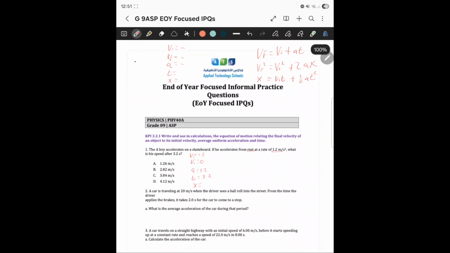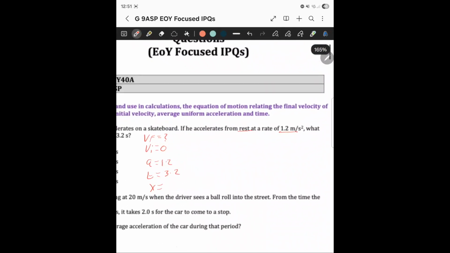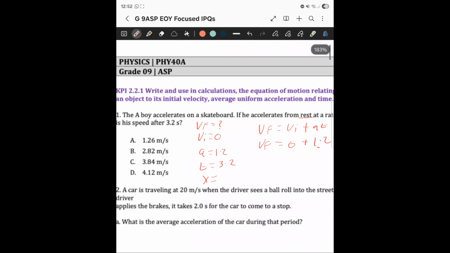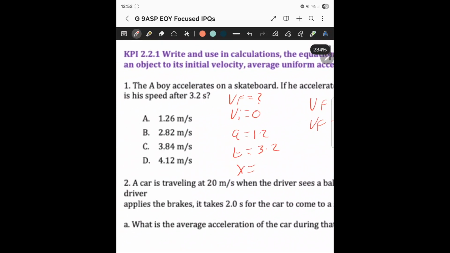So looking at the 3 equations, I've got VF, VI, A, and T. I can directly use the first formula. So that's what we will do right now. VF equals VI plus AT. And that will just simply continue on. VF equals 0 plus 1.2 times 3.2. And if you were to put that into your calculator, you will get 3.84. The correct answer is 3.84, C.